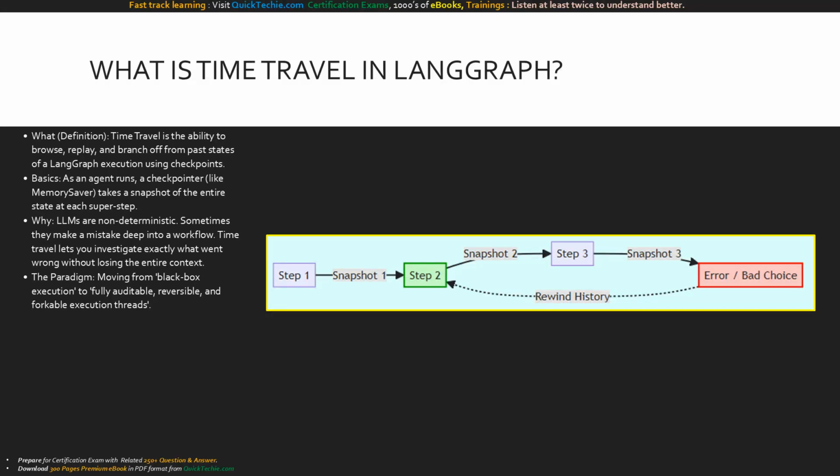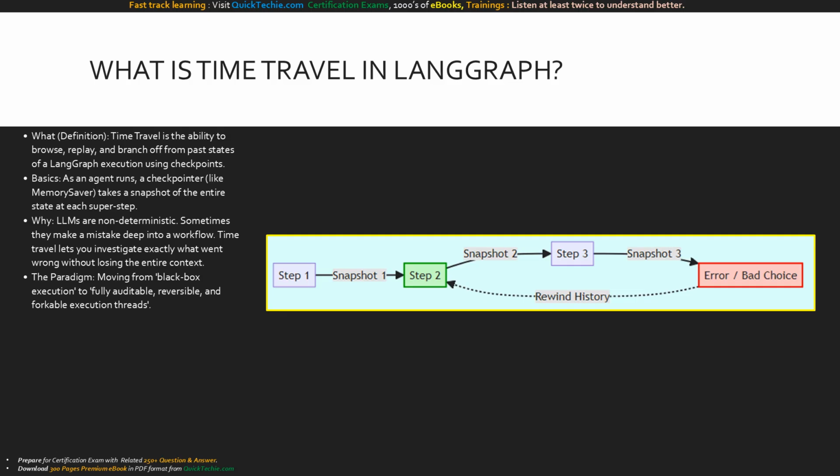Let's kick things off by defining what we mean by time travel. When you execute a standard script, if it fails at step 10, it crashes and the memory is wiped. You have to start over. In LangGraph, because we use a checkpointer like memory saver or Postgres saver, the framework takes a complete snapshot of your agent's state at every single node execution. Time travel is the ability to browse this history of past states, replay them, or even branch off from them.